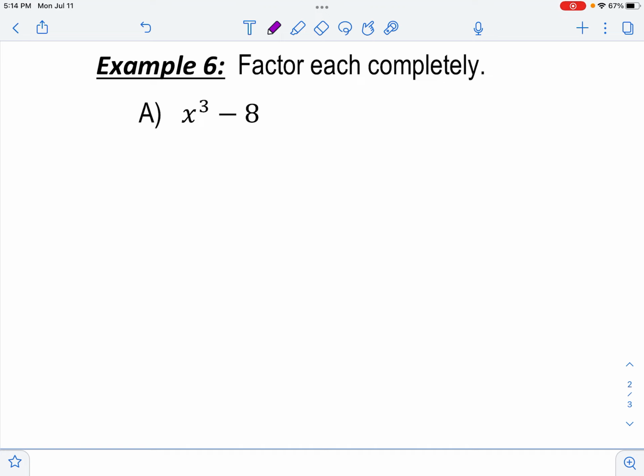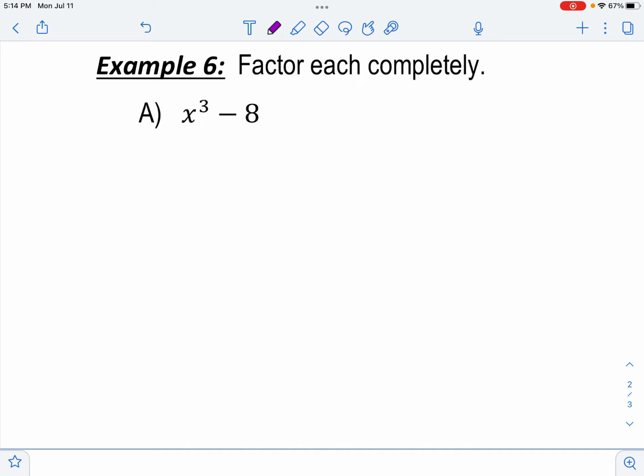All right, so I need to factor. First thing I look for is a GCF. The coefficient here is 1. The other number is -8. No common factor. And then the first term has an x, the last term does not. So no GCF.